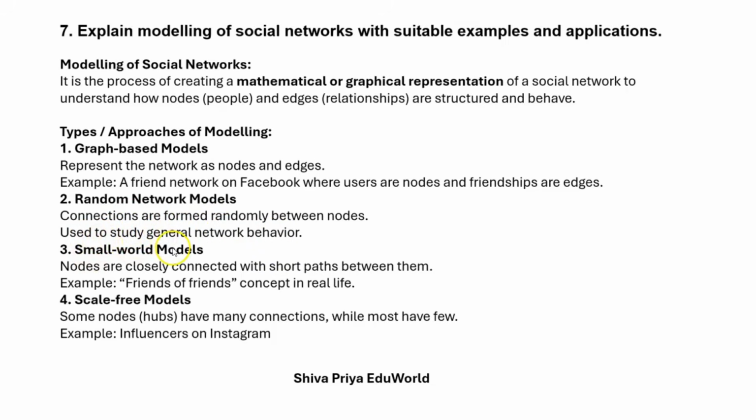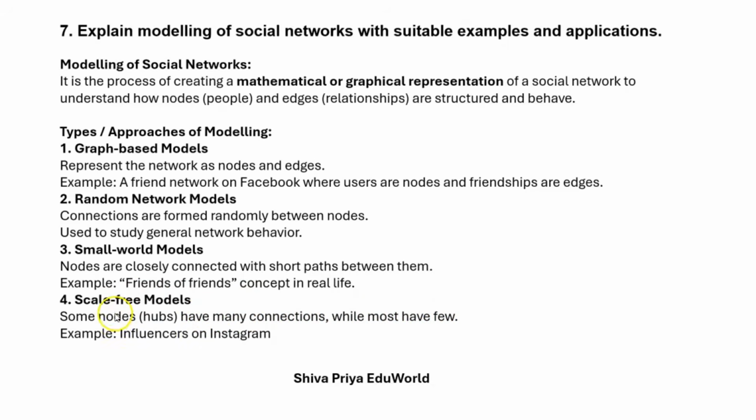And the third one is small world models. The nodes are closely connected with short paths between them. For example, in real life, friends of friends. She is a friend of mine and she is a friend of her. That is friend of friend. That is small world models. Then scale-free models: some nodes have many connections while most have few.